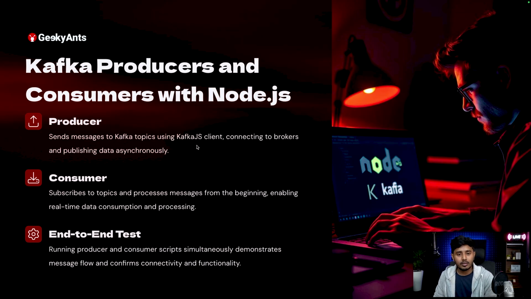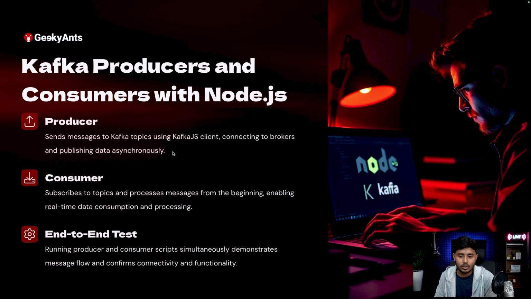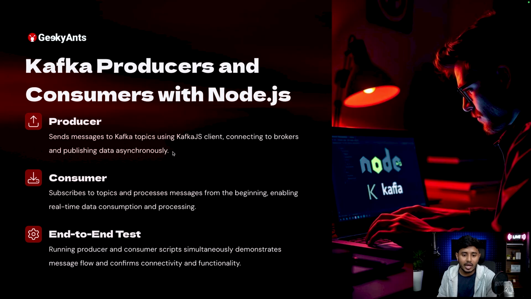So for doing the end-to-end test, we will first run the consumer on a different server so that it will be available to receive the messages. And on the other server, we'll run the producer JS code so that it will produce all the messages, and we'll receive them simultaneously on the different server. Let's do that. I'll show you the code I have used.